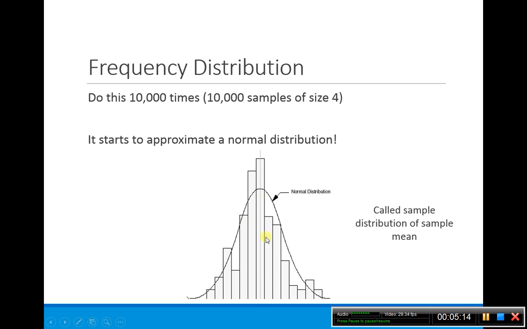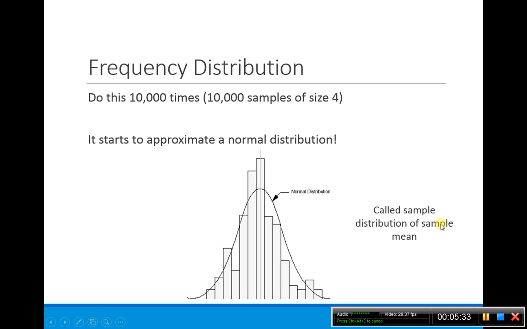And what I could see is something that looks a little bit like this. This isn't exactly from this example, but I could see something that looks something like this, and it starts to look like a normal distribution. This distribution, through this histogram that I have, is called a sampling distribution of the sample mean.